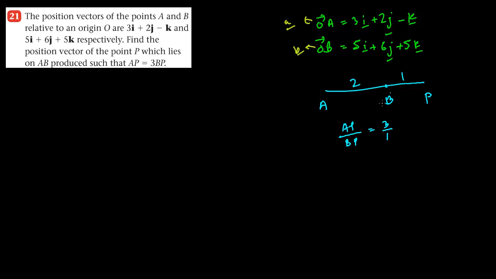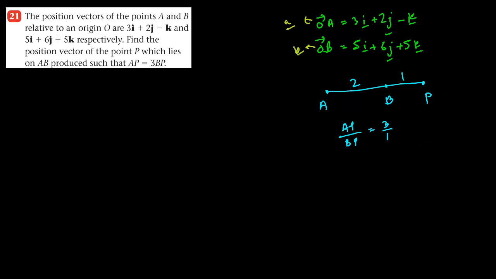So if you think about it, it is made up of AP, the entire portion, and that is 3 parts or 3 portions, and BP is 1 portion, then the remaining AB should be 2 portions. So this is the important concept of the ratio rule for that.